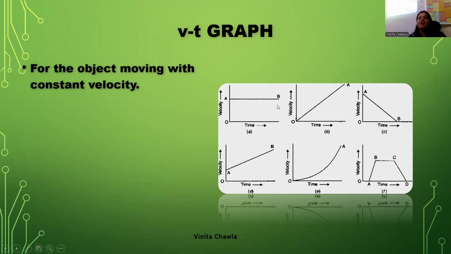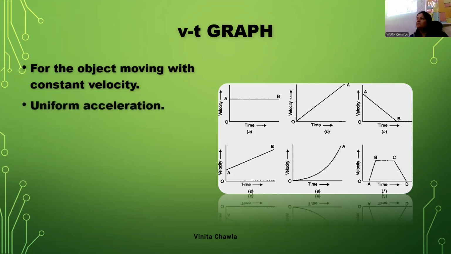If the object is moving with constant velocity in graph A, then it has zero acceleration. The second graph represents uniform acceleration. We have equal change in velocity in equal time here. It is not a displacement time graph, it is a velocity time graph, so it is uniform acceleration. Is acceleration increasing or decreasing? Increasing, yes.